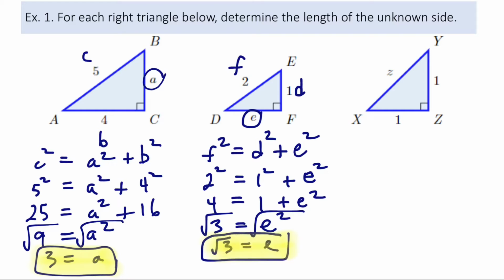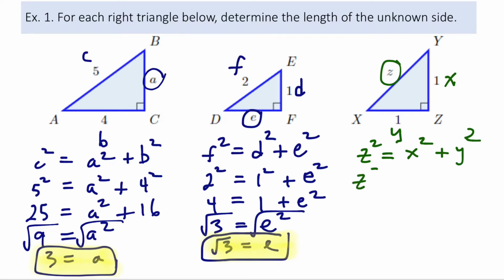So on this triangle here, we've got the missing side being the hypotenuse this time. So this side is y, this side is x. So setting up our Pythagorean theorem, we're going to say z squared, my hypotenuse squared, is x squared plus y squared.